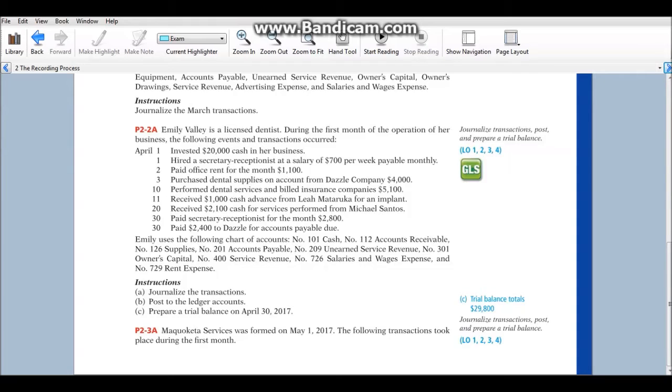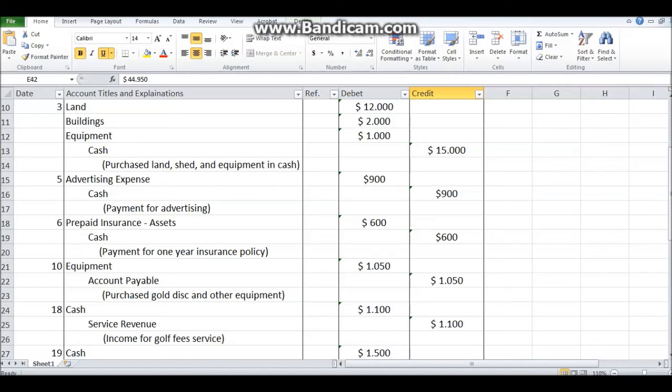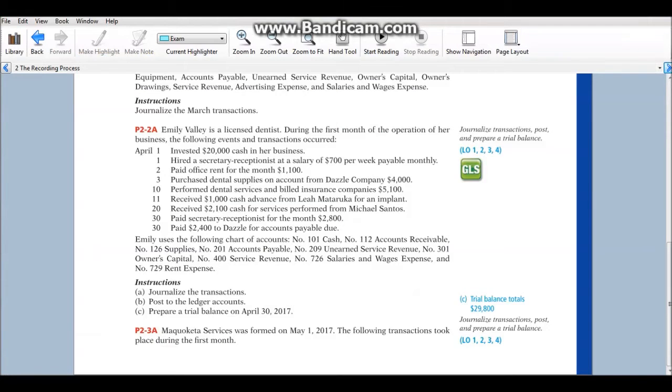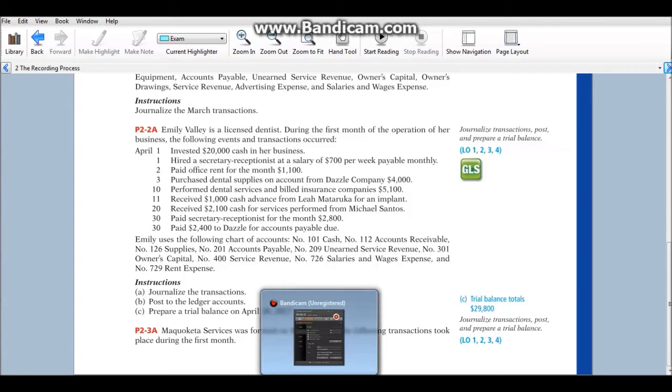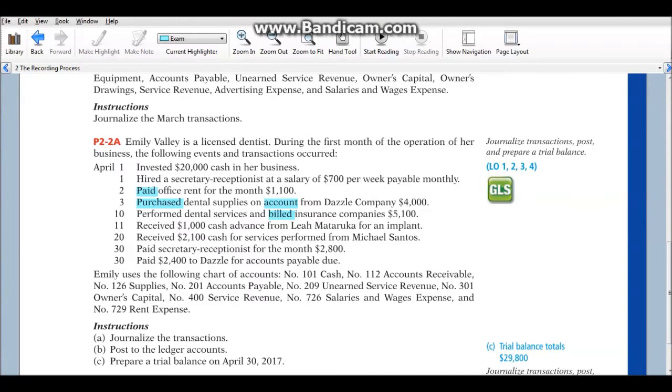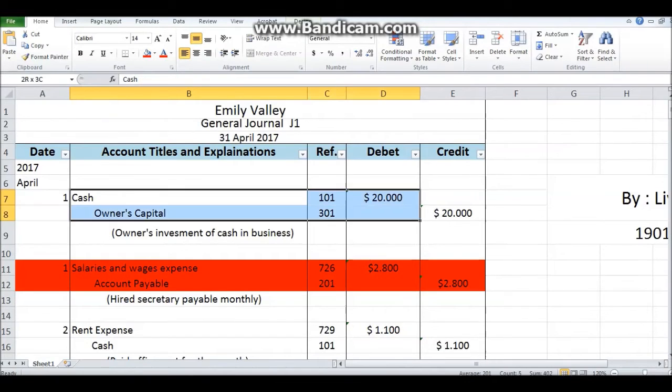First transaction, April 1st, invested 20,000. All right, they should be fine. Just to make it faster, we know that on the 1st of April, the company invested 20,000 cash in her business. Okay, so you have this 20,000 cash against owner capital.